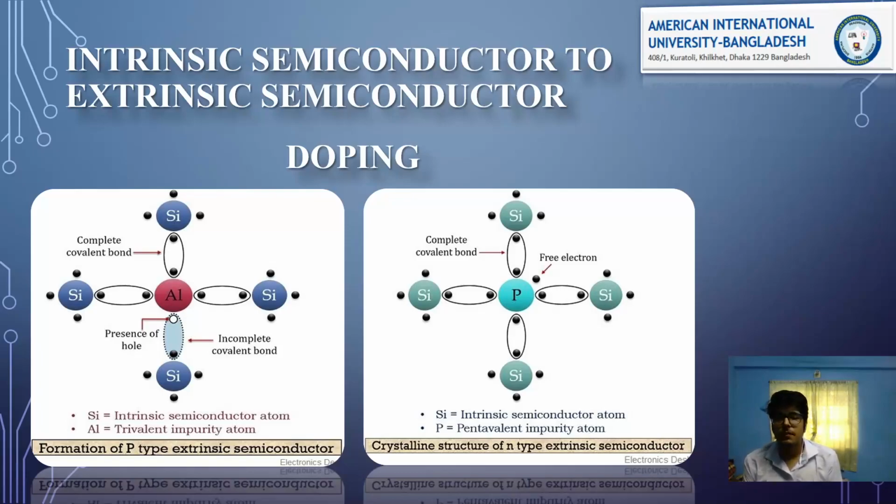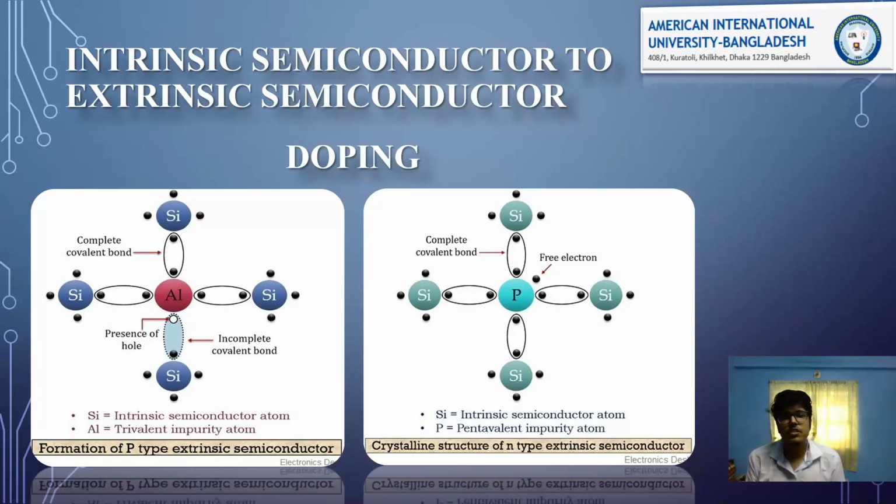There is aluminum, which is a trivalent element, and it provides a hole, which does not provide enough electrons to make a proper bond. So the conductivity is high because of this hole, and the other electrons continuously want to fill that hole and continuously make another hole. So this is how the p-type extrinsic semiconductor works.